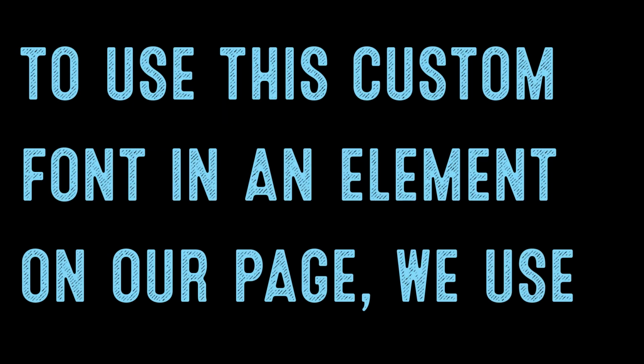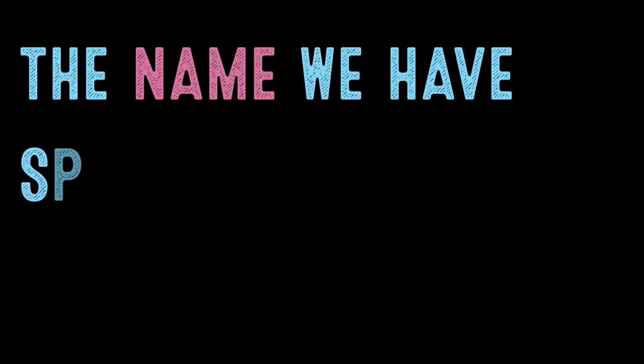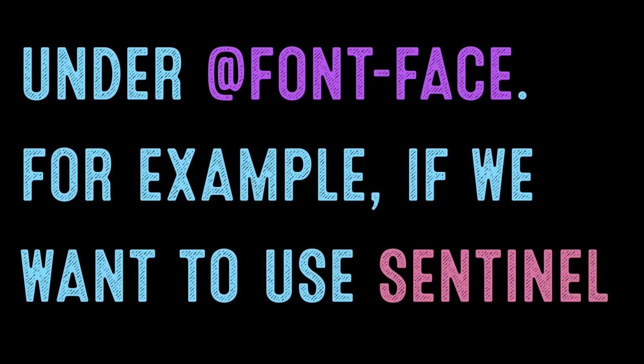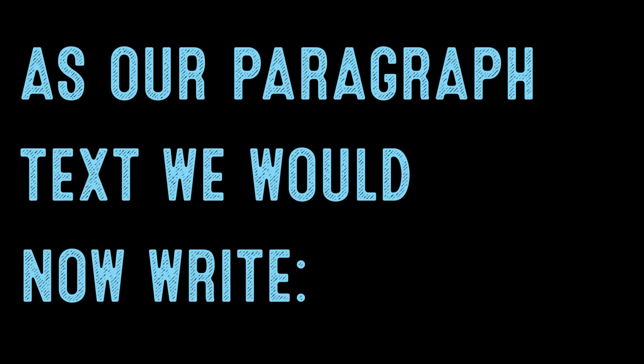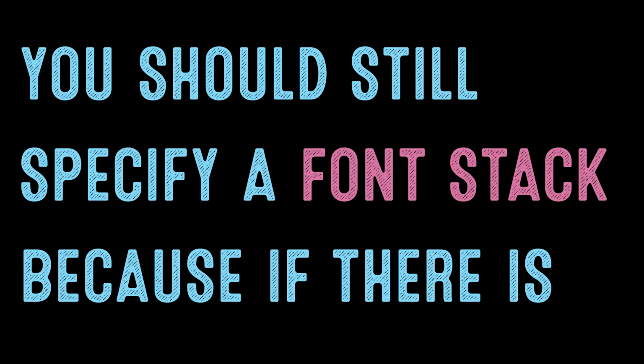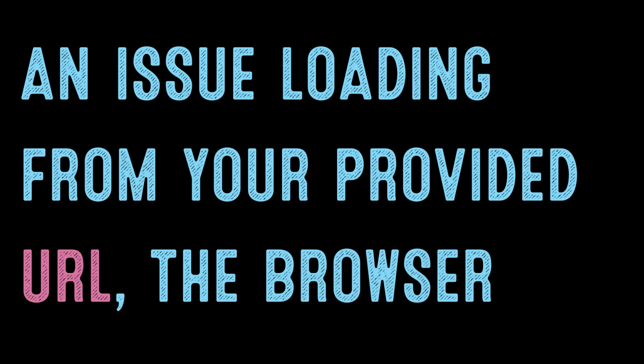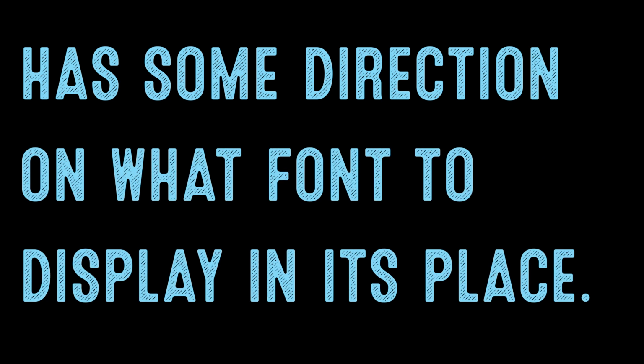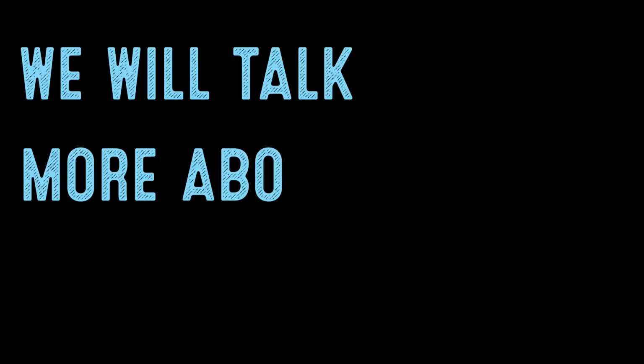To use this custom font in an element on our page, we use the name we have specified in the font-family property under @fontface. For example, if we want to use Sentinel as our paragraph text, we would now write p, font-family: "Sentinel Book", Georgia, "Times New Roman", serif; font-size: 16px; line-height: 1.3em. You should still specify a font stack because if there is an issue loading from your provided URLs, the browser has some direction on what font to display in its place. We will talk more about font size and line height in later episodes.